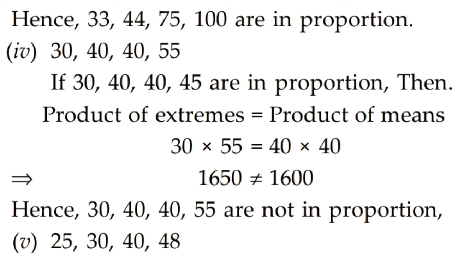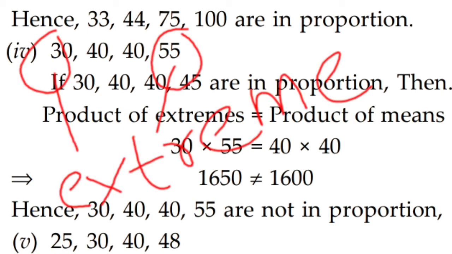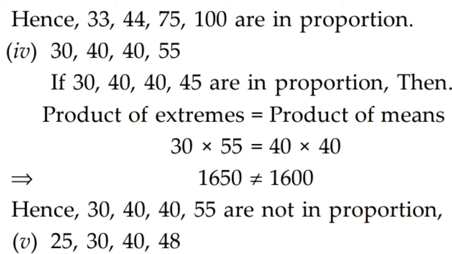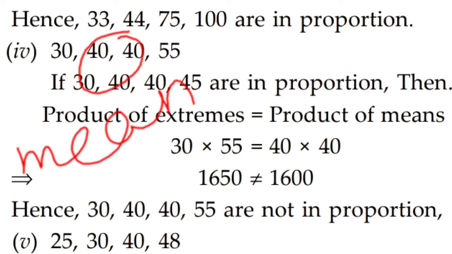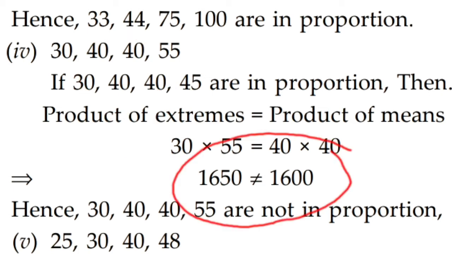So let us find out the product of extreme terms, that is 30 and 55, which is 1650, and then we will find out the product of mean terms, that is 40 into 40, which is 1600. You can see both are not equal. 1650 is not equal to 1600. Hence these four terms, that is 30, 40, 40 and 55, are not in proportion.